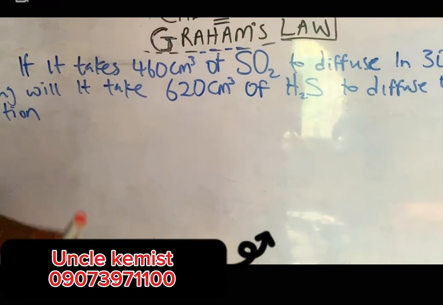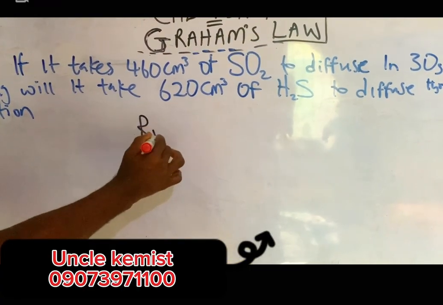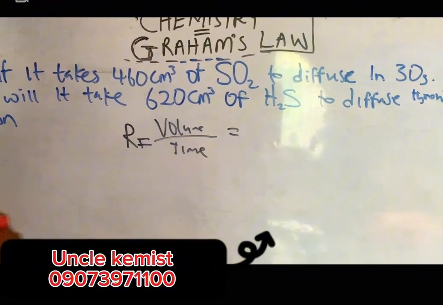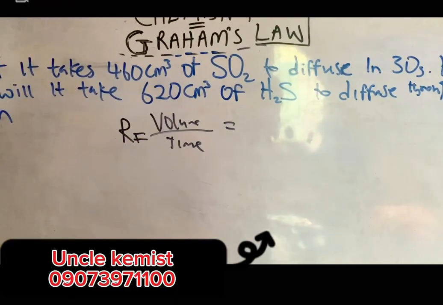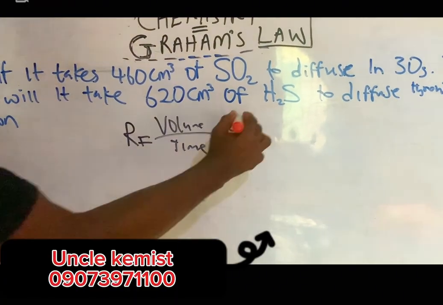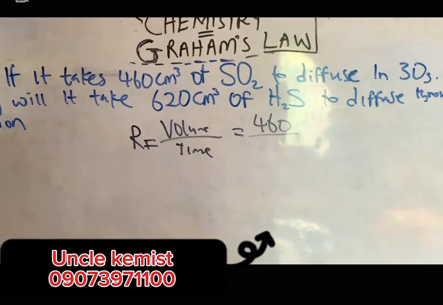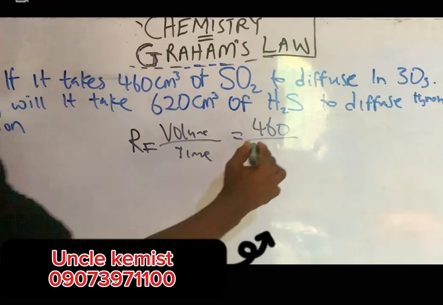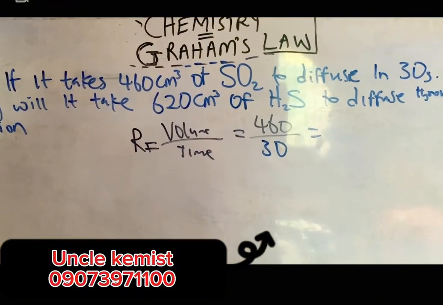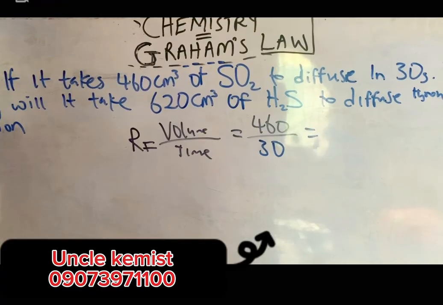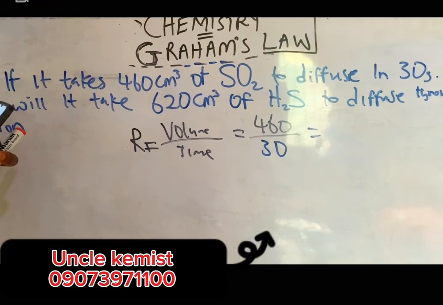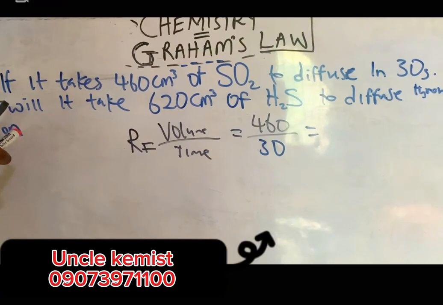But what if we just want to solve for the rate of diffusion? Remember, I told you our rate of diffusion is equal to volume over time. So let's take, for instance, what is the rate of diffusion of sulfur 4 oxide? In this case, the volume of sulfur 4 oxide is 460. And what is the time? The time it takes to diffuse is 30 seconds. So what is the rate of diffusion? Now we are going to press 460 divided by 30. My answer is 15.33.